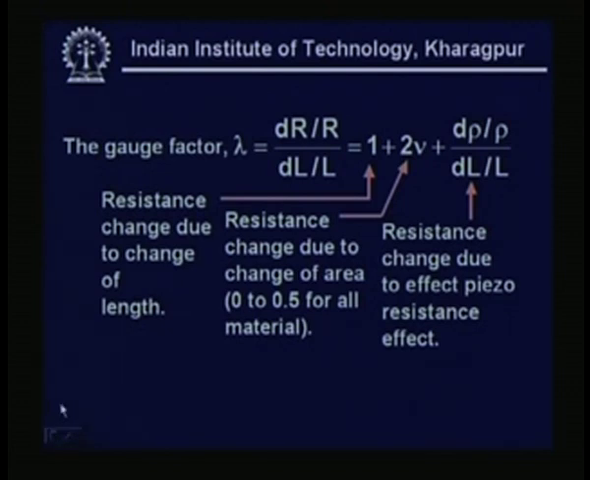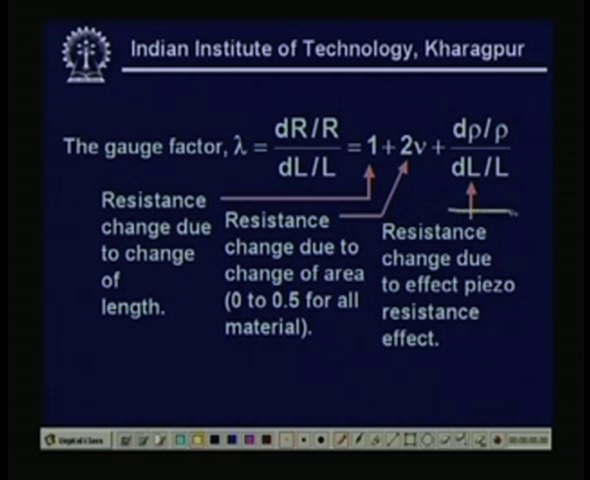Now, in the case of semiconductor, this will be very high, whereas in the case of metal, this is predominant. In the case of metal, you will find 1, whereas in the case of semiconductor gauge, this piezo resistance term is very predominant. You can almost neglect these two parts because it is so high, right.